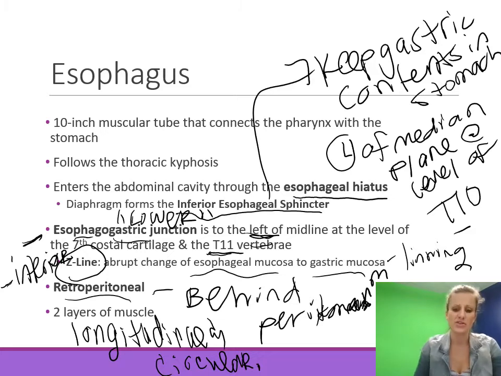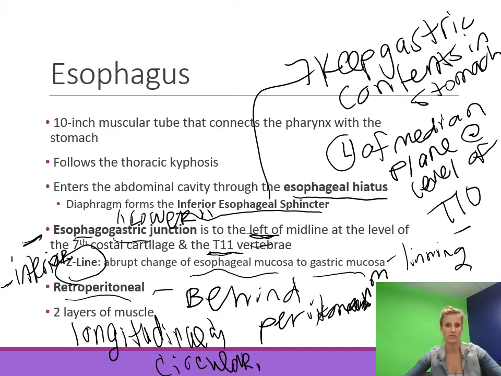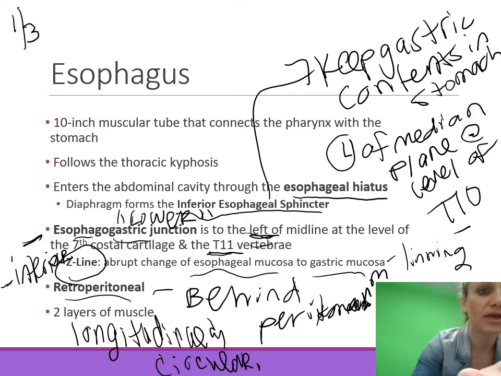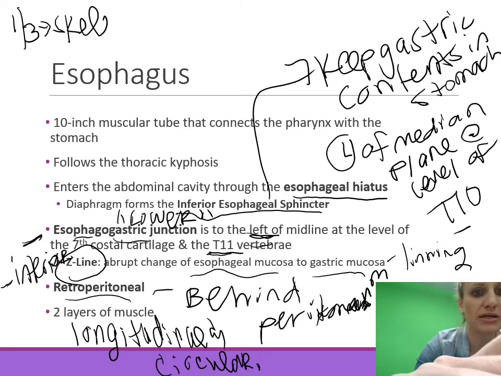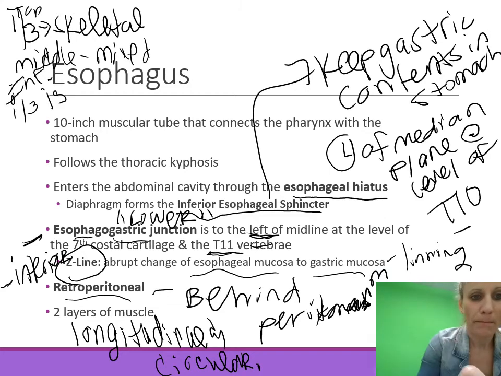When we look at the esophagus, sorry, I'm running out of room, so I'll write up top. When we look at the esophagus, we see that the muscle changes from skeletal muscle to smooth muscle as we progress from the top to the bottom. So the top third of the esophagus is striated skeletal muscle. The middle third is mixed. And the inferior third is smooth muscle.